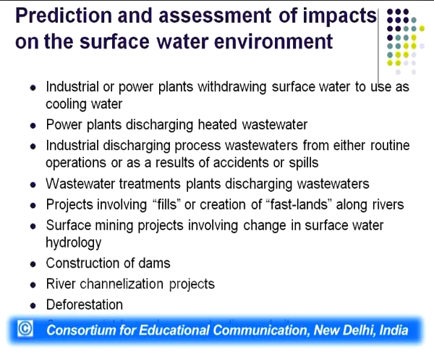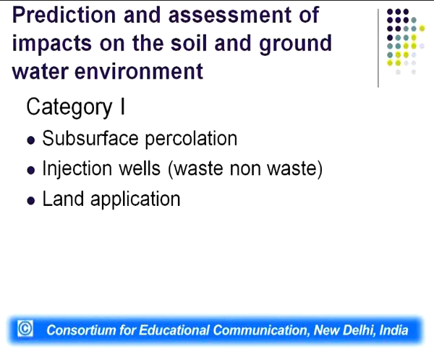Then we will have to predict the assessment of impacts upon surface water environment. I mean, industrial or power plants drawing surface water to use as cooling water, it can have some ultimate or short-term impact. Power plants discharging heated wastewater, industries discharging processed wastewaters from either routine operations or as a result of accidental spills. Wastewater treatment plants discharging wastewaters. Projects involving fills or creation of fast lands along rivers. Surface mining projects involving change in the surface water hydrology, construction of dams, river channelization projects, deforestation, commercial hazardous waste disposal sites.